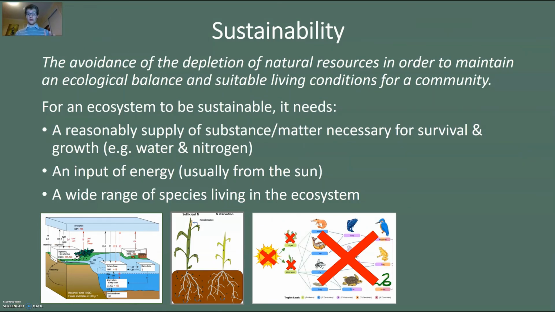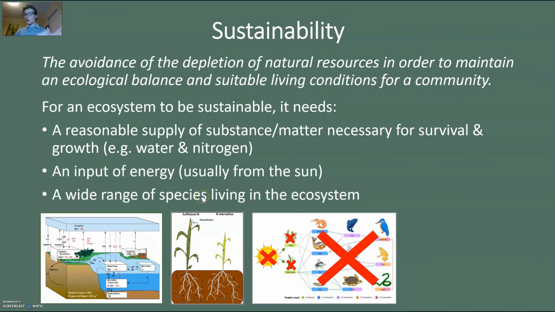Okay, so this brings us full circle, back to the idea of sustainability. Sustainability can be defined as the avoidance of the depletion of natural resources in order to maintain an ecological balance and suitable living conditions for a community. For an ecosystem to be self-sustaining, it needs a reasonable supply of substance or matter necessary for survival and growth, such as water or nitrogen. It also needs an input of energy and a wide range of species living inside that ecosystem.